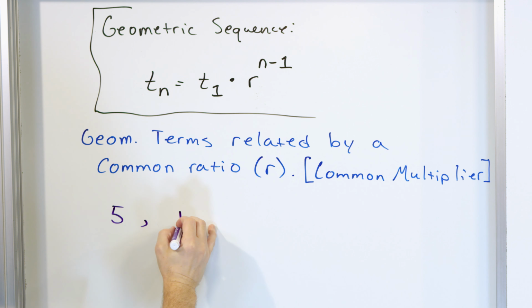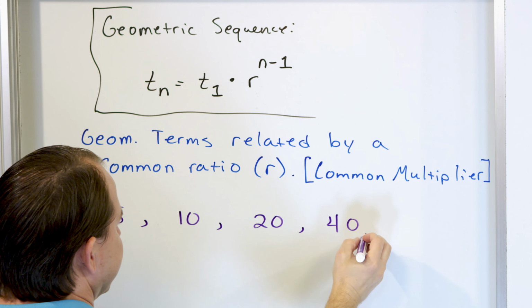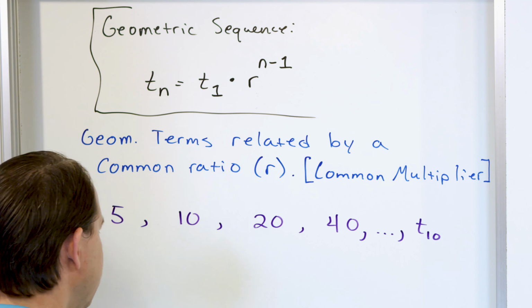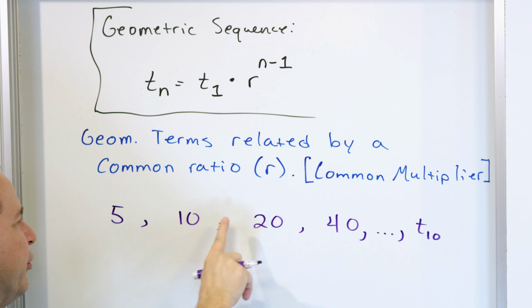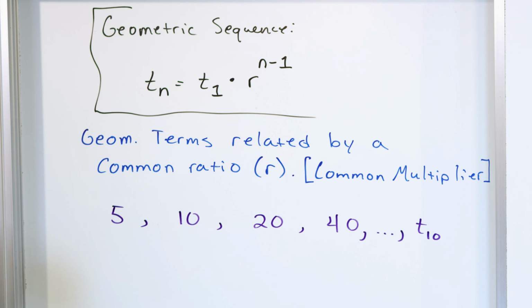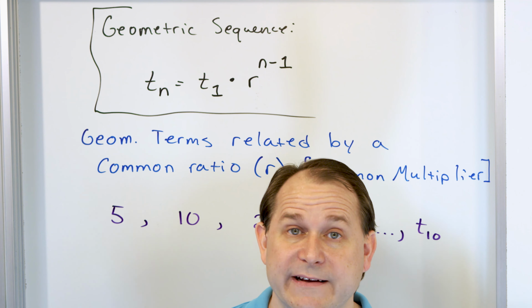5, then we have 10, then we have 20, and then we have 40, and then some down the road, we have term number 10, okay? So we have term 1, term 2, term 3, term 4, a bunch of terms in the middle, and then here's the 10th term way down at the end. First of all, how do you know that this is a geometric series and not an arithmetic?